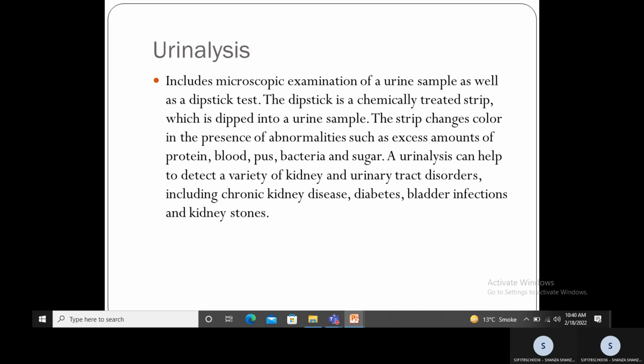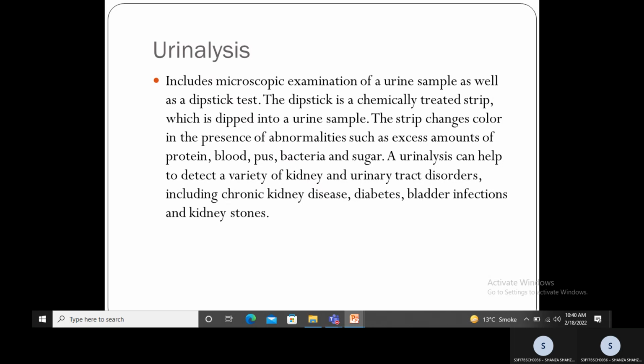Urine analysis includes microscopic examination of a urine sample as well as a dipstick test. The dipstick is a chemically treated strip which is dipped into a urine sample. The strip changes color in the presence of abnormalities such as excess amounts of protein, blood, pus, bacteria, and sugar.